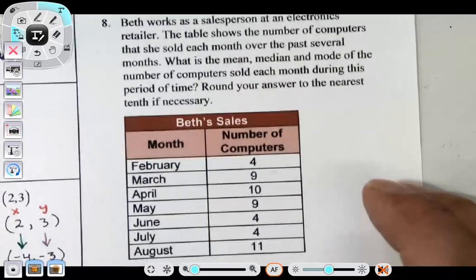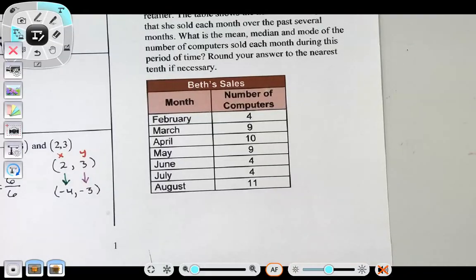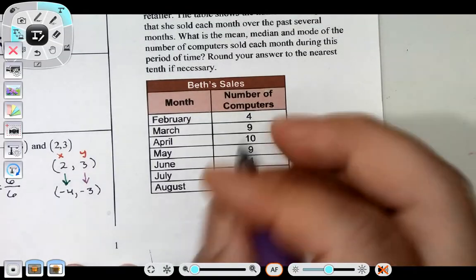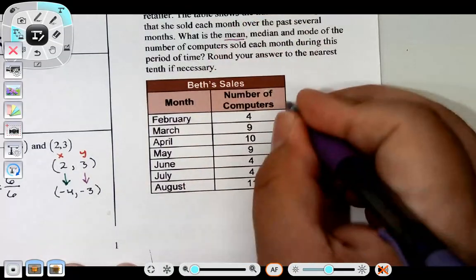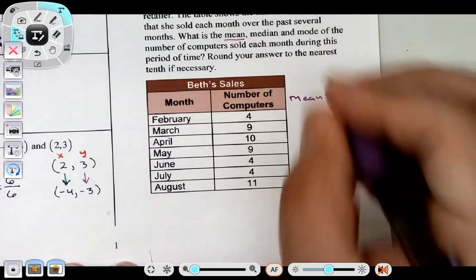All right, so if you notice, we have a list of numbers. Well, we already said, if you want to make your life a little bit easier, first of all, they wanted three things. They want to know the mean. So I'm going to get an answer column ready here. They want the median.